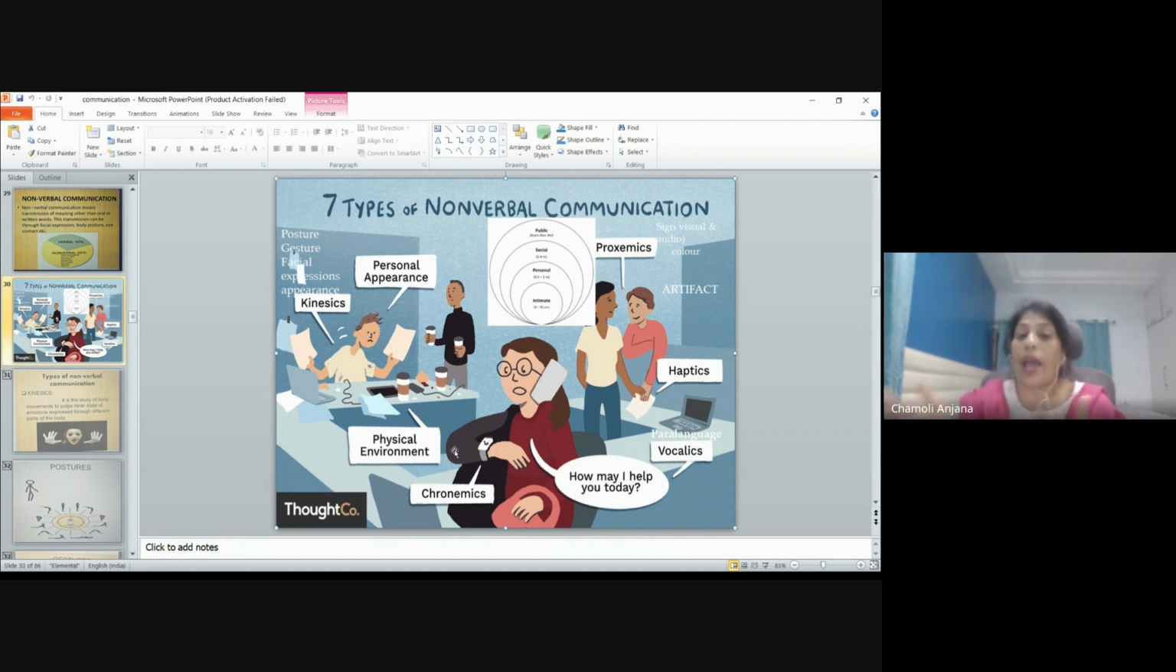And then we say the action speaks louder than the words, right? You have a saying that action speaks louder than the words. What are those actions? Those are nothing but all these non-verbal forms of communication. They are louder than the words.